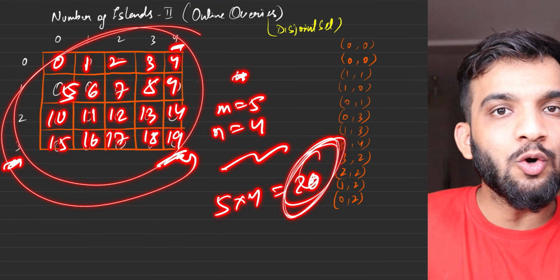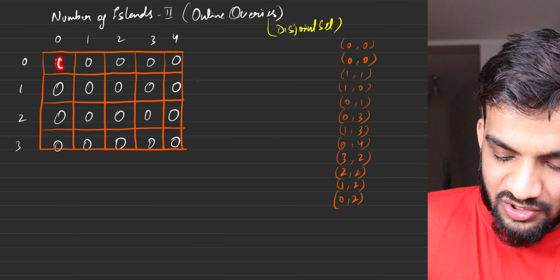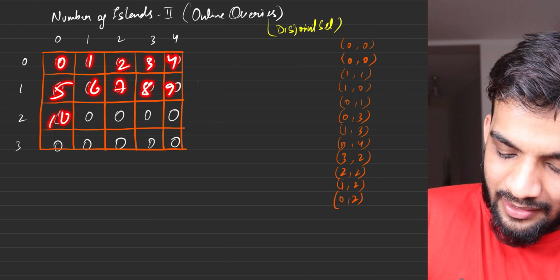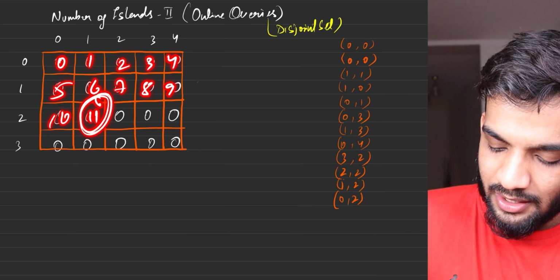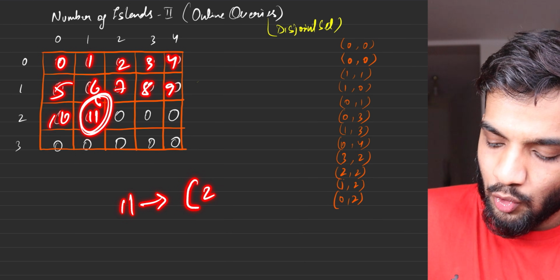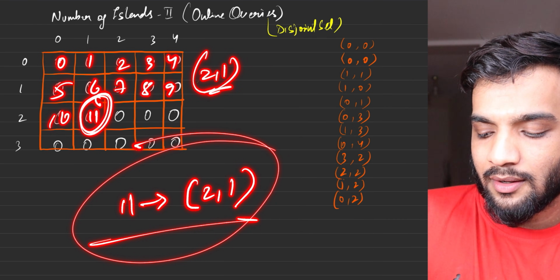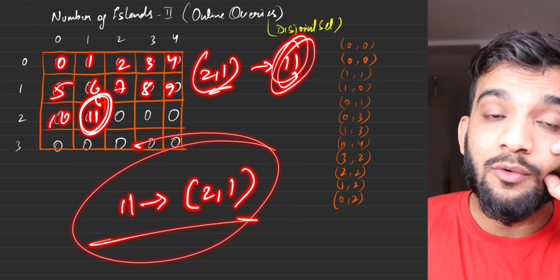But how do I figure out, because this is 0, 1, 2, 3, 4, 5, 6, 7, 8, 9, 10, 11, how do I figure out 11 is representing 2, 1? How do I figure this out? Or vice versa. 2, 1 means 11th node. How will you figure this out?